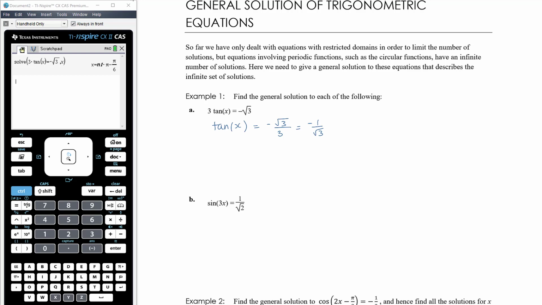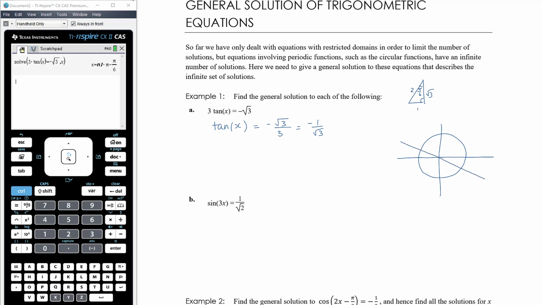Okay, so that means, in terms of exact values, let's think about our special triangles. Half an equilateral triangle. We get 1 on root 3. Tan is opposite over adjacent if we are talking about pi on 6. Tan is negative in this instance, so we're looking at the second and fourth quadrants. Okay, so this, let's try that again.